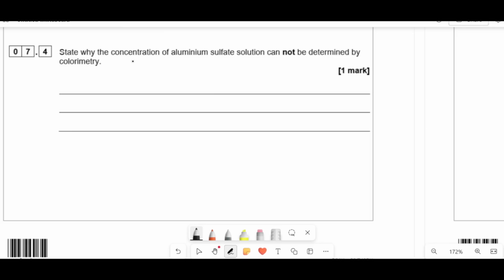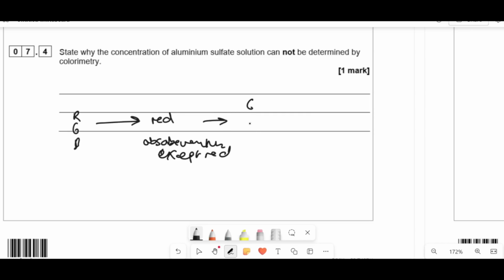So then it's a state where the concentration of aluminium sulfate cannot be determined by colorimetry. What does colorimetry mean? Well, it's using the absorption of light, right? You absorb light, and you look at how much that is. So if you put white light through something, for example, if it's red, okay? If the item is red, then it's going to absorb everything but red, everything except red, because white light is RGB, it's everything.